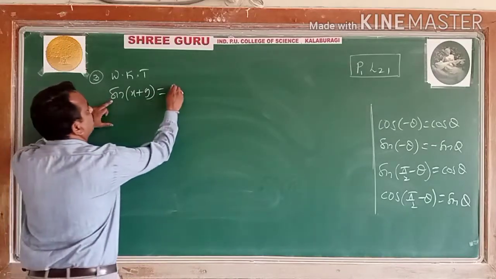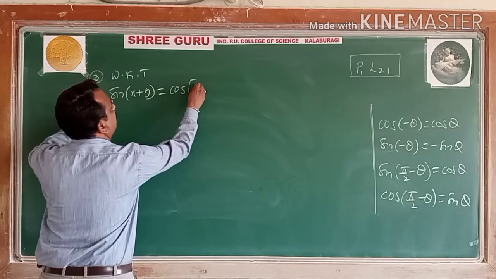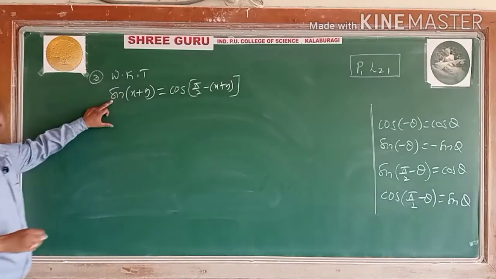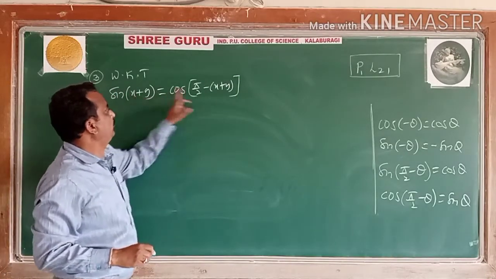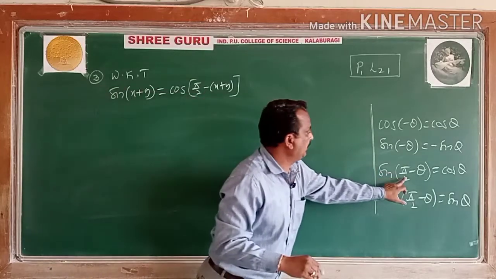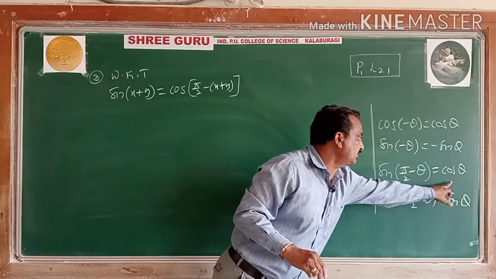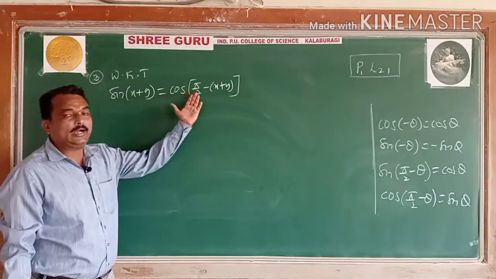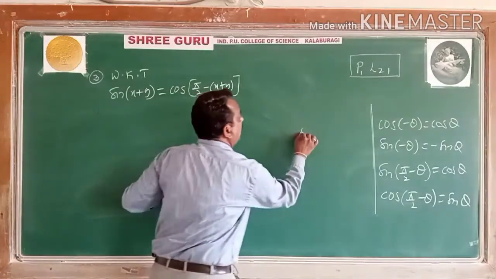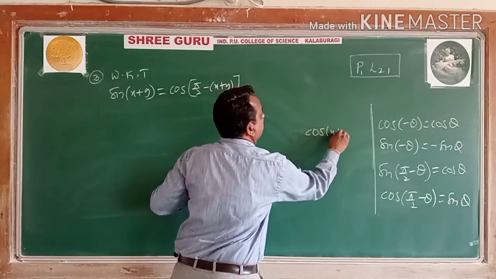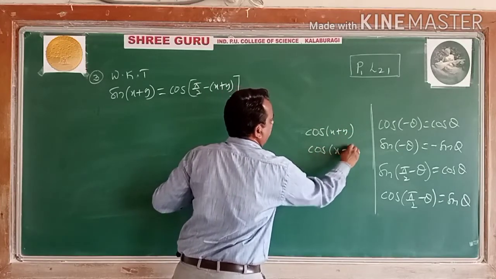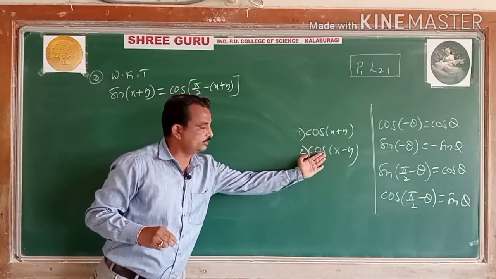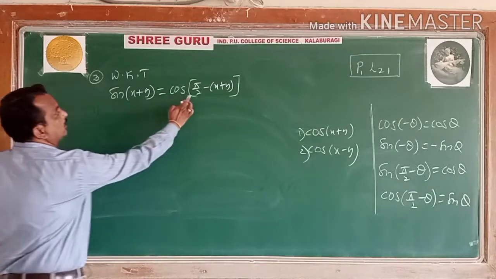Shall I write sin of x plus y in terms of cos of pi by 2 minus of x plus y? Is it possible, students? Sin of pi by 2 minus theta, in terms of cos, I have taken: sin of pi by 2 minus theta is equal to cos theta. So as we have studied in the allied angles, I have written sin of x plus y in terms of cos, because we have the cos of x plus y formula and the cos of x minus y formula. We proved the first formula and deduced this second one. So I have converted like that, students.